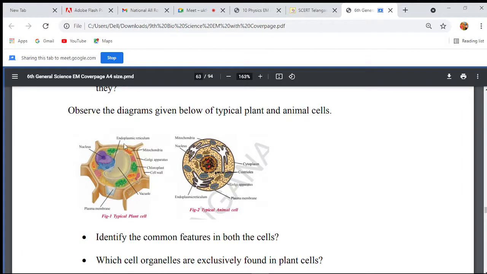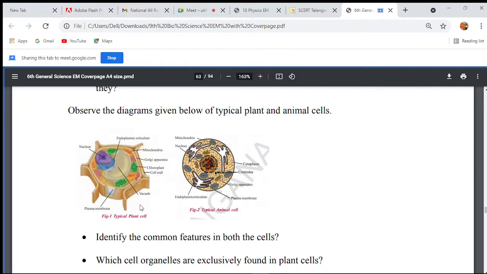See, endoplasmic reticulum is there. Endoplasmic reticulum is in plant cell and it is in animal cell also. So you can write the first point: endoplasmic reticulum is present in both plant cell and animal cell. Next, the nucleus. What about the nucleus? Nucleus is also present in plant cell as well as in animal cell.